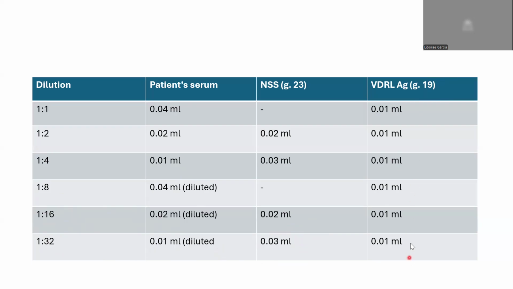And then in all the reaction circles, you're going to add 1 drop of your VDRL antigen, equivalent to 0.01 ml of your antigen. So the antigen does not affect your dilution.